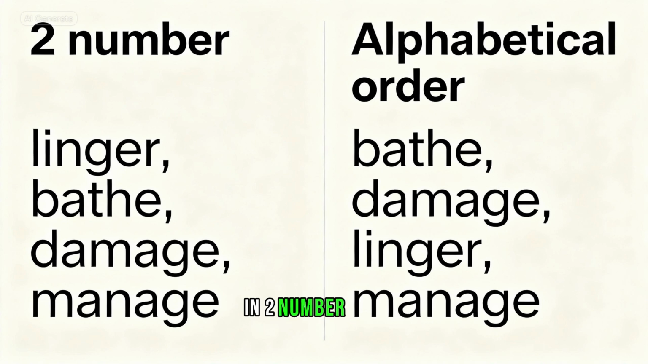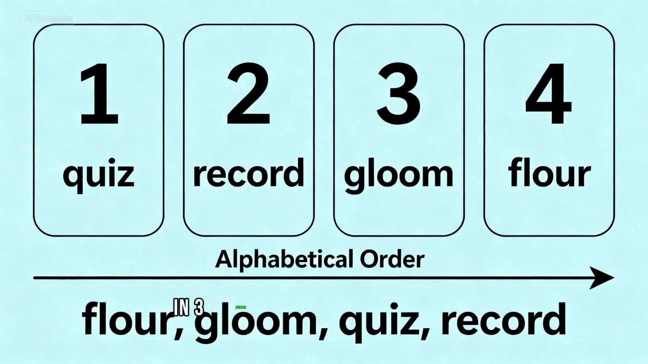In number 2, we get the words linger, bathe, damage, manage. Alphabetical order: bathe, damage, linger, manage. In number 3, we get the words quiz, record, gloom, flower. According to the alphabetical order, these words will be flower, gloom, quiz, record.